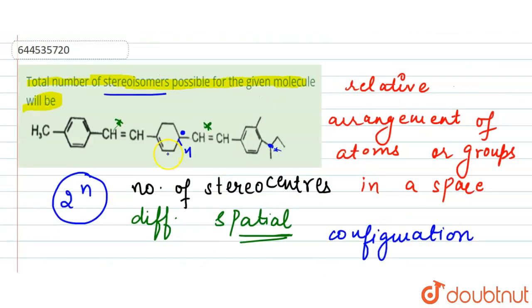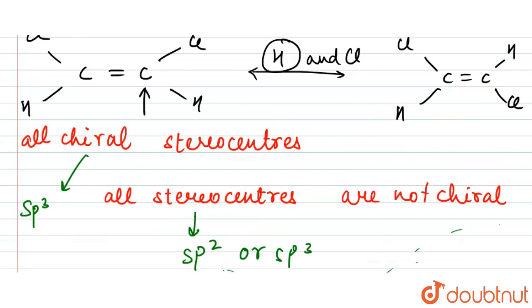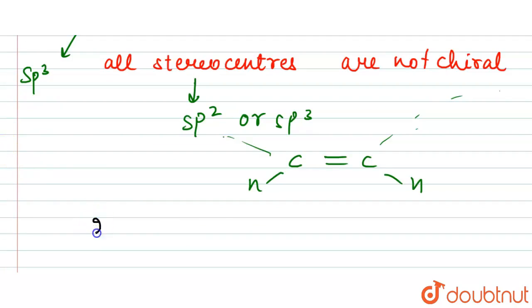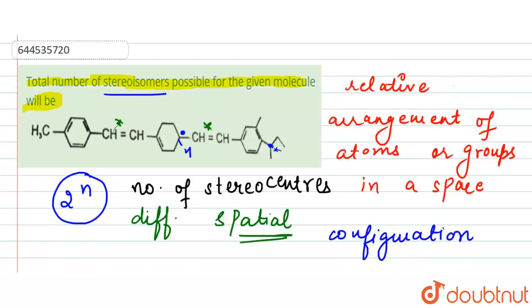Others are not, because we have studied that all chiral centers are stereo centers, but here we do not have any other chiral center because they have the same groups, like the same hydrogens. Here we have 2 hydrogens, here 3, here also 3. So in total we have 4. So 2 to the power n is 2 to the power 4, which is equal to 16. It means that for this compound we have a total of 16 stereoisomers.